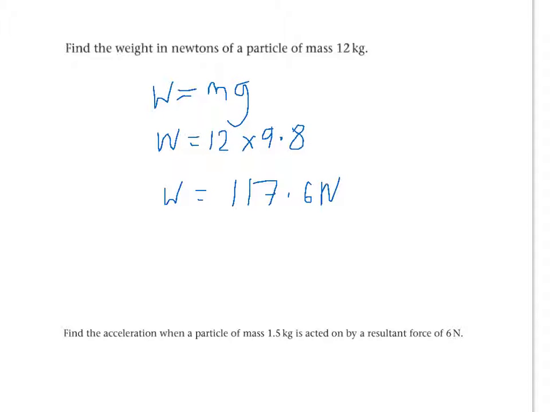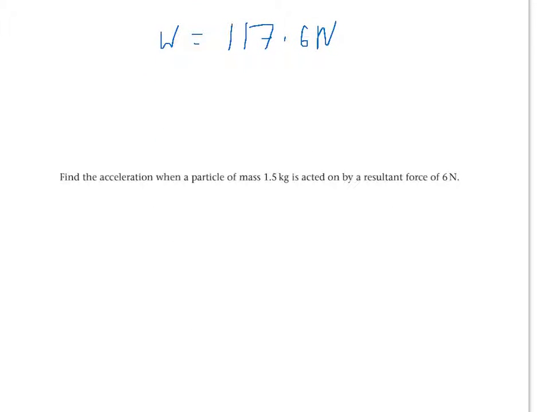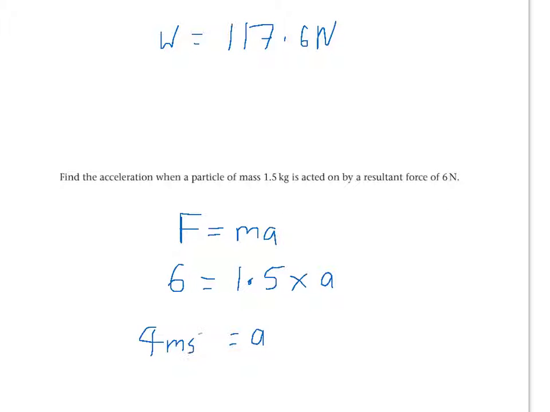Okay, question number 2. Find the acceleration when a particle of mass 1.5 kilograms is acted on by a resultant force of 6 newtons. So this time we're using F equals ma. The force is 6, the mass is 1.5, and the acceleration is a. So we've got to do 6 divided by 1.5 to get our answer. So 6 divided by 1.5 is 4 metres per second to the minus 2.